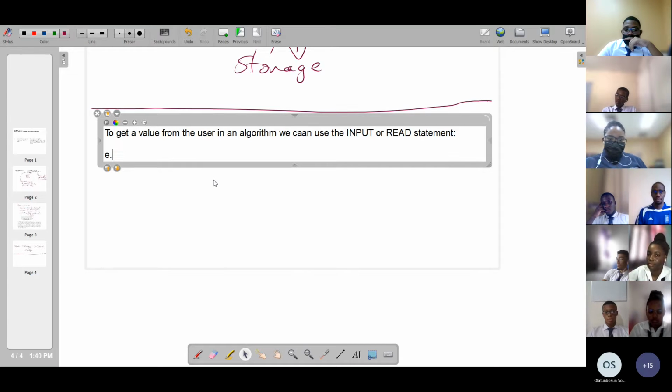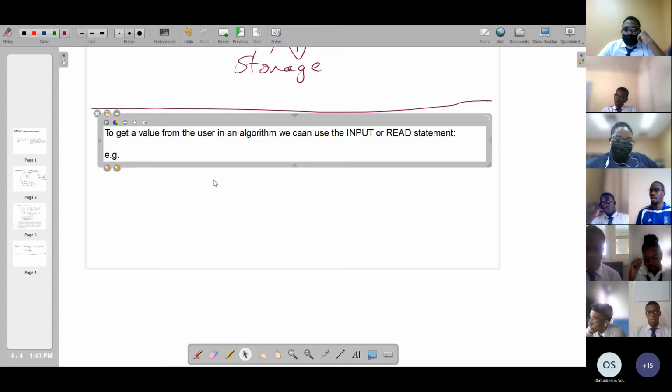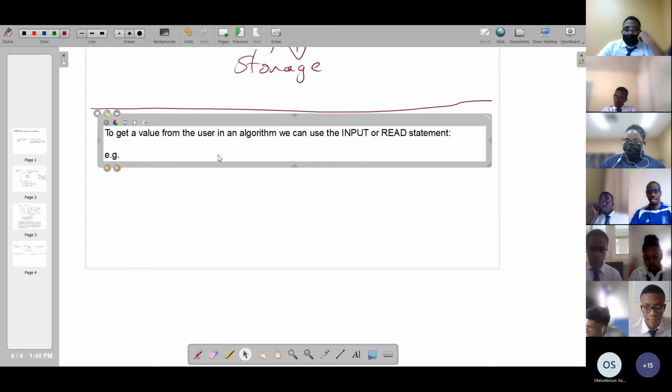So for example, let's just go with a very basic program. We want to have a program that will allow us to print out the area and circumference of a circle, right? The area and circumference of a circle.